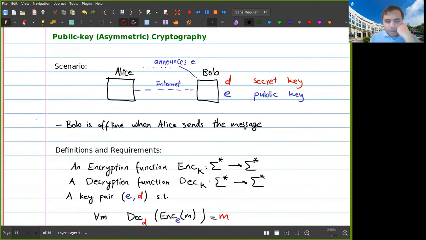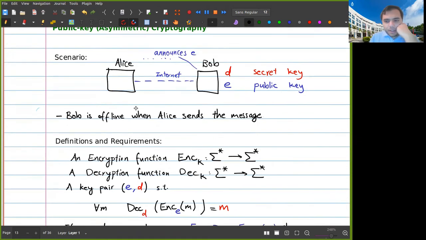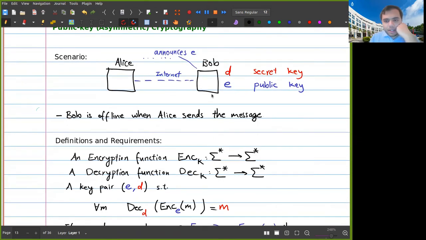But then we talked about this scenario of public key cryptography, where the idea was that Bob is not always online. Consider the case of an email server, so Bob can create some pair of keys, and announce this to the network, and then he goes offline, and we want Alice to be able to send messages to Bob while Bob is offline.